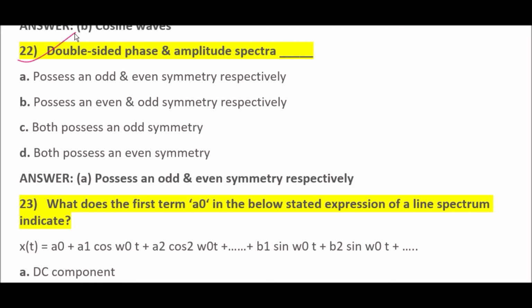Double-sided phase and amplitude spectra. The correct answer here is option A, possesses an odd and even symmetry respectively. Okay, so don't be confused in this. Possesses an odd and even symmetry. Double-sided phase and amplitude spectra possess an odd and even symmetry respectively.